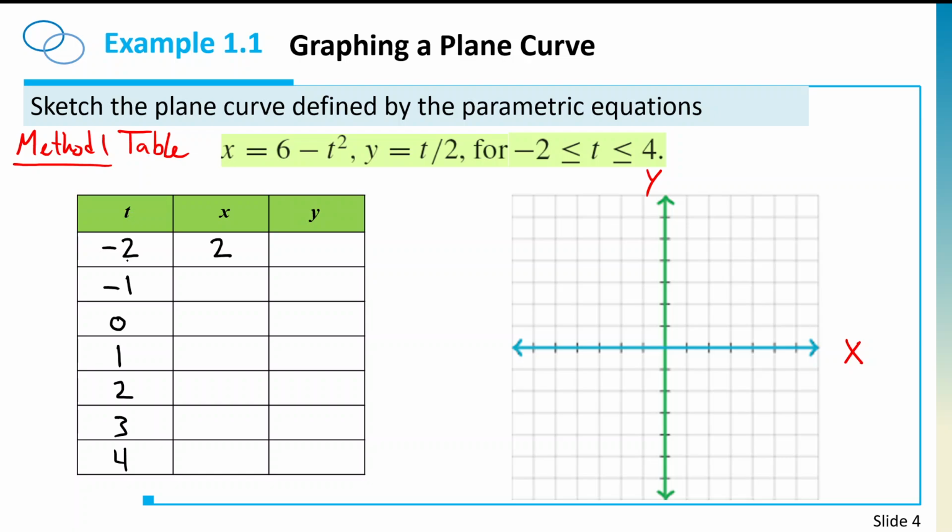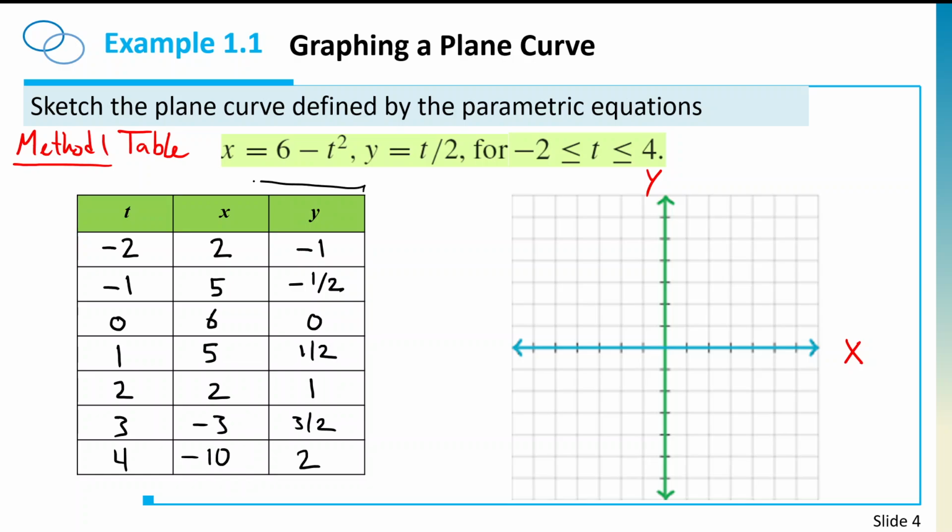So if t is equal to -2, replacing here, 6 minus (-2) squared equals 2. If I replace in y, this equals -1. And I'll continue creating our table. This is -1/2. At 0, this is 6, 0. This is 5, 1/2, 2, 1. And at 3, -3, 3 over 2. And lastly, at 4, x is equal to -10 and y equals 2.